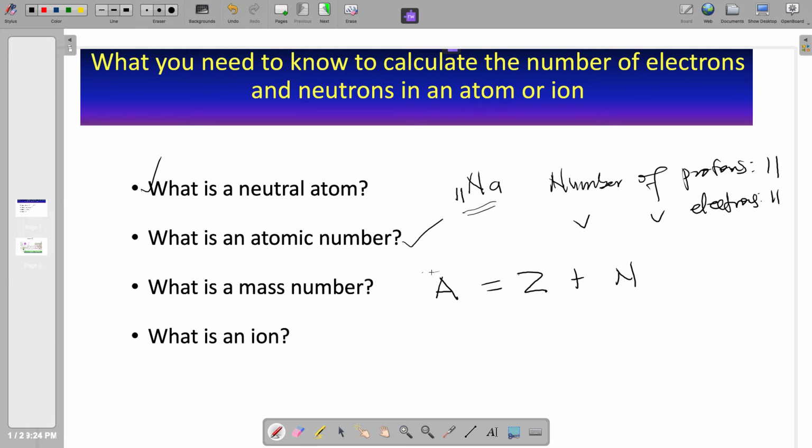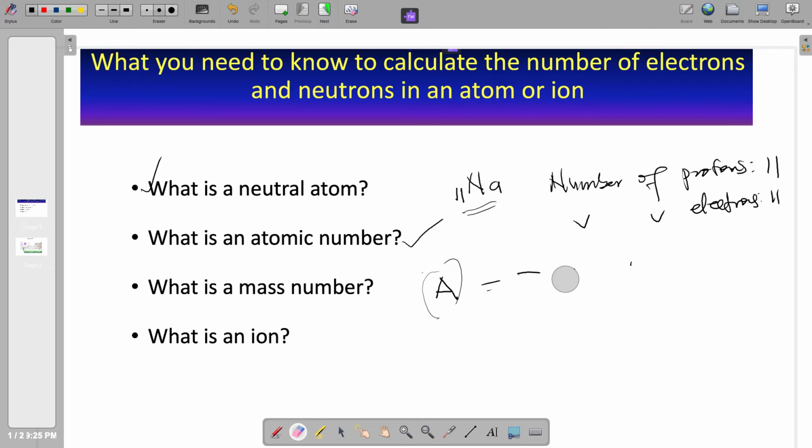Now usually when solving problems like this, the mass number is always given to you. So once the mass number is given to you and the periodic table is given to you, that means you already know two things. You know the mass number and you know the atomic number. So you can rearrange this equation, A minus Z, to get the number of neutrons. So once you know the mass number and the atomic number, you can calculate the number of neutrons. Okay, so you have to recall that the mass number is equal to the atomic number plus the number of neutrons.